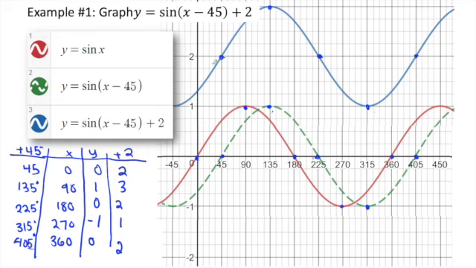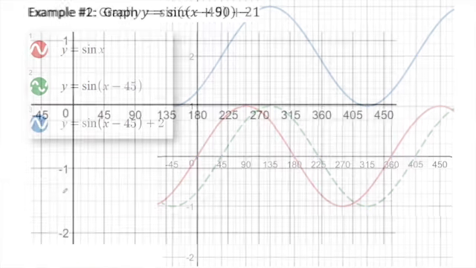So (45, 2), (135, 3), (225, 2), (315, 1), (405, 2). So if you do it with the table of values as well, the way I've shown you, you wouldn't have to draw this green graph in between to show me that translation. So it saves you drawing an extra sinusoidal graph as well if you use the table of values. Okay?